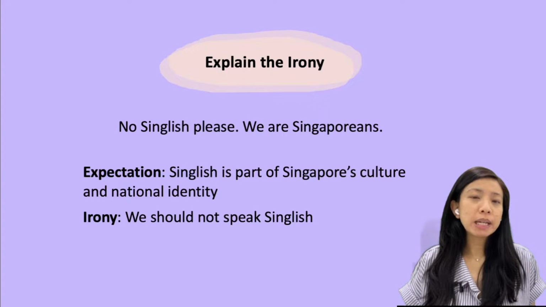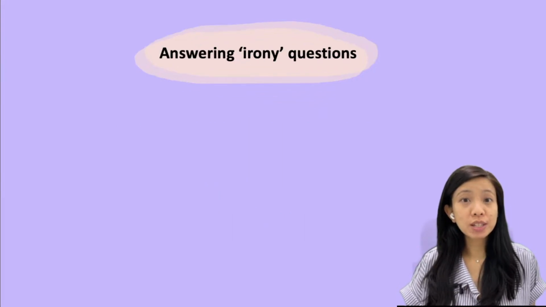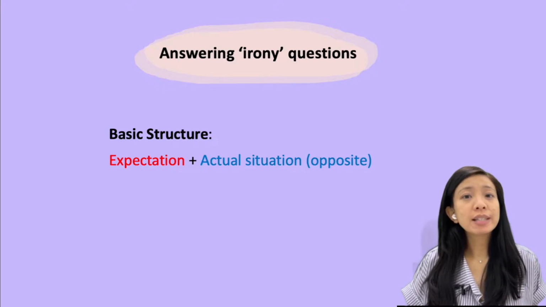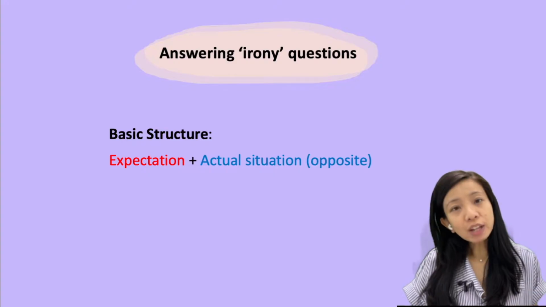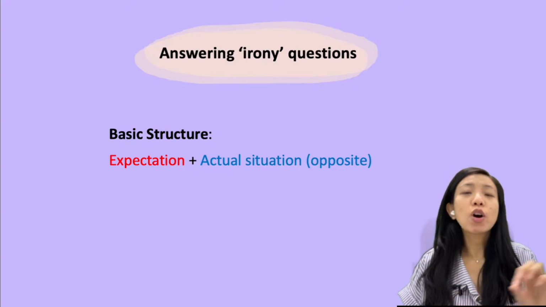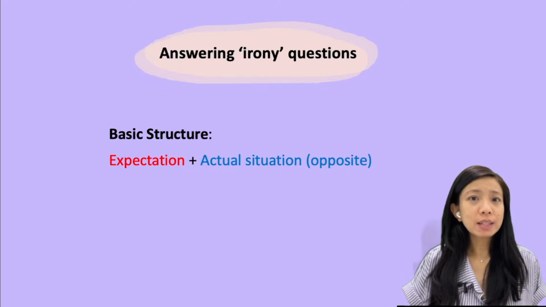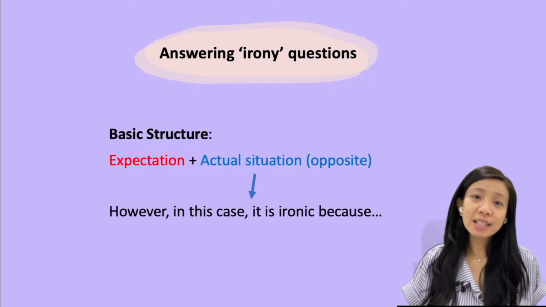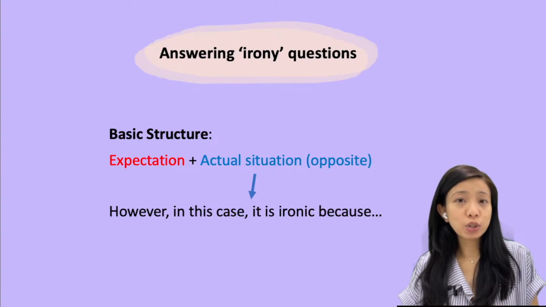So now that you're a bit clearer on what irony is, let's see how to answer irony questions. The basic structure is to first state the expectation of the situation and then to give the actual situation, which is the opposite of the expectation. How I would phrase my answer would be something like this. I state the expectation of the situation first, and then I add, "However, in this case, it is ironic because," and then I give the actual situation.